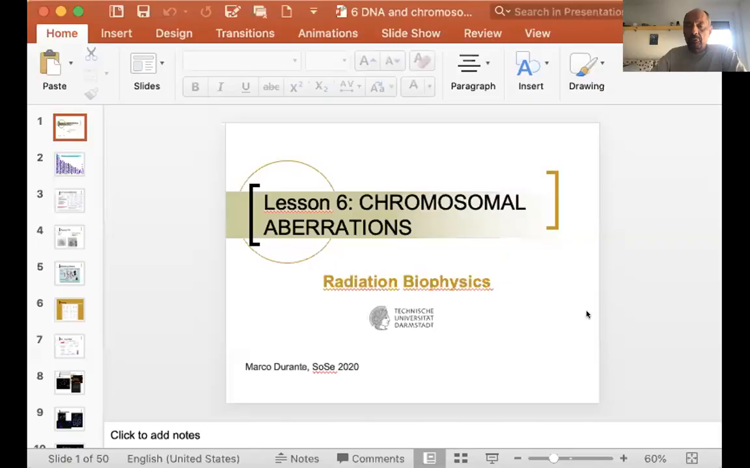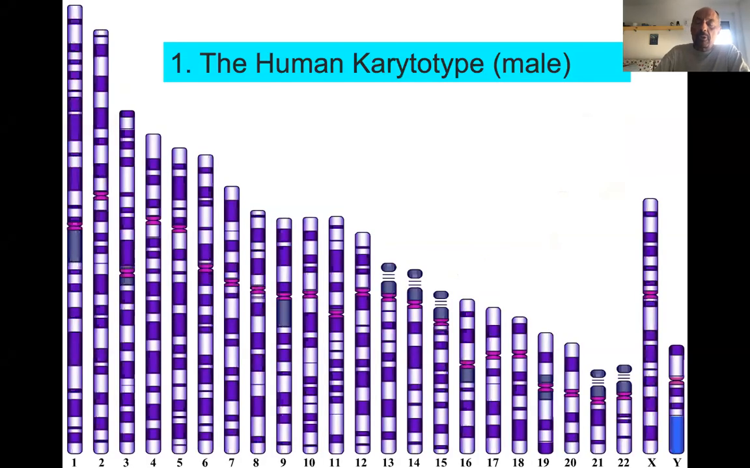As I said, we will now study the effects of radiation at the chromosomal level. From the DNA, now we move a little bit up to the chromosomal level. So this is the human karyotype. I think you have already seen it. Just to remember, in all our somatic cells we have 46 chromosomes: 22 pairs of autosomes, and two sex chromosomes.